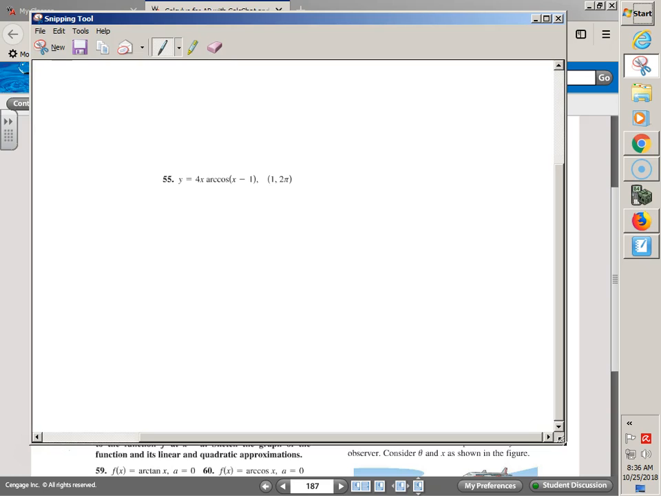Why can't I come down here and say, oh, look, they were so nice. I'm halfway done, because what do they give me? The point. So what's the only part that I need? The slope, and the slope is the same thing as dy/dx such that x equals 1 and y equals 2 pi.